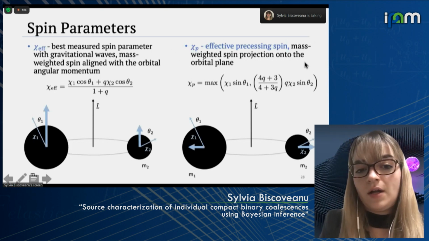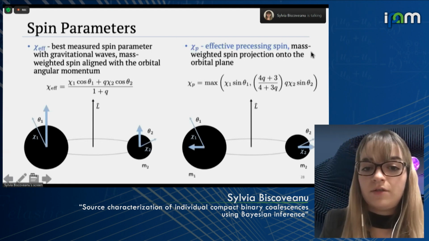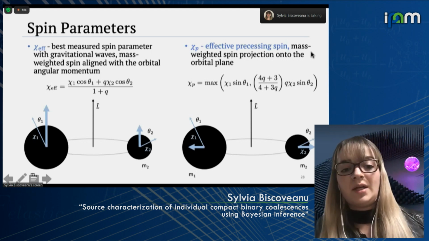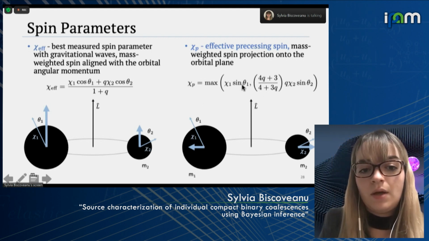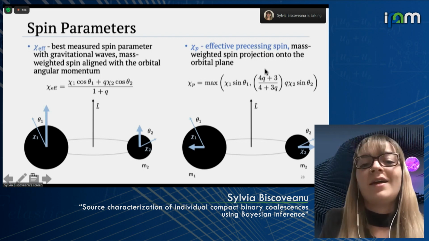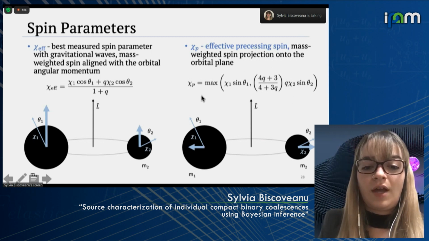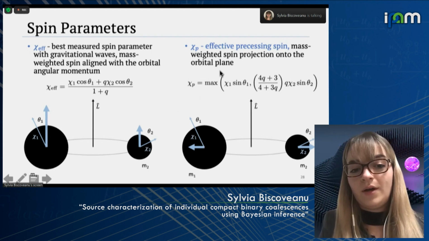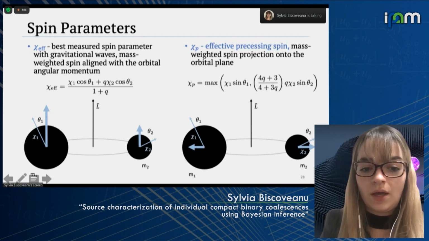And we can define a similar quantity to encapsulate the effects of precession. So this is chi-p, the effect of precessing spin. And this is now just the mass-weighted spin projection onto the orbital plane. And it is defined with this maximum. So it's the maximum of chi1 times sine of tilt 1, or (4q plus 3) divided by (4 plus 3q) times q times chi2 times sine of tilt 2. So again, this just tells you how much precession is occurring in the particular system that you are looking at.